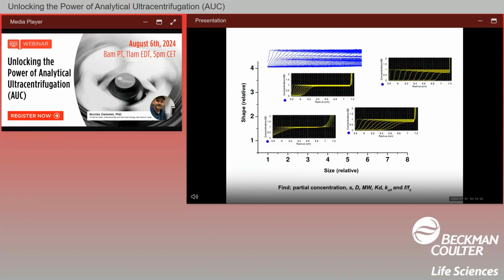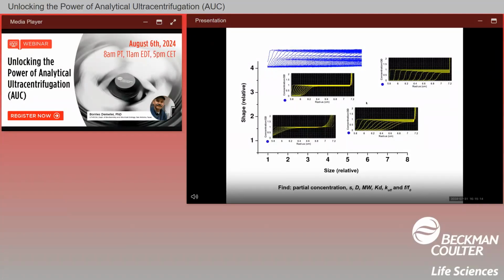So once we have our data, we can construct a two-dimensional plot. Typically, we plot the shape or the frictional ratio on the y-axis and the size, either as a sedimentation or molar mass range on the x-axis. And then any spot in that two-dimensional domain describes a different molecule. So for example, if our molecule sediments slowly and diffuses rapidly, we have lines that are very close together and that spread out very rapidly due to the fast diffusion. And those molecules would be found in the lower left of this graph.